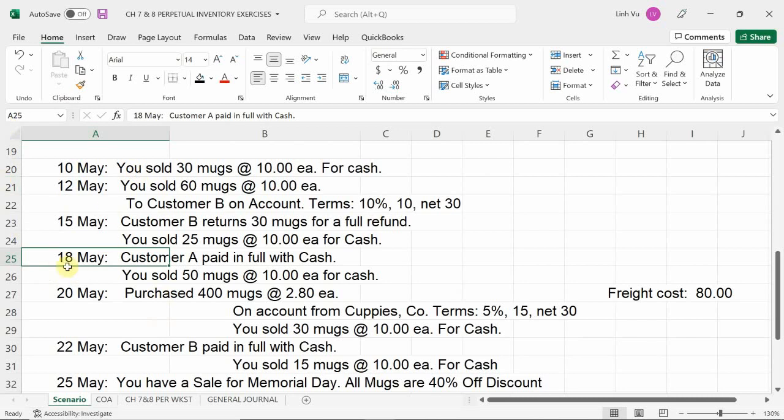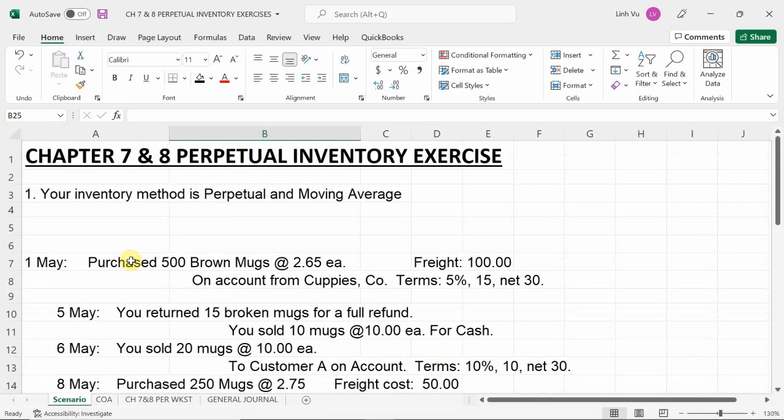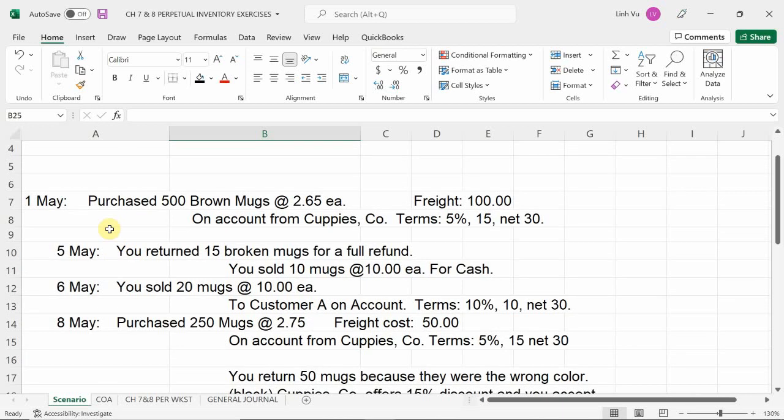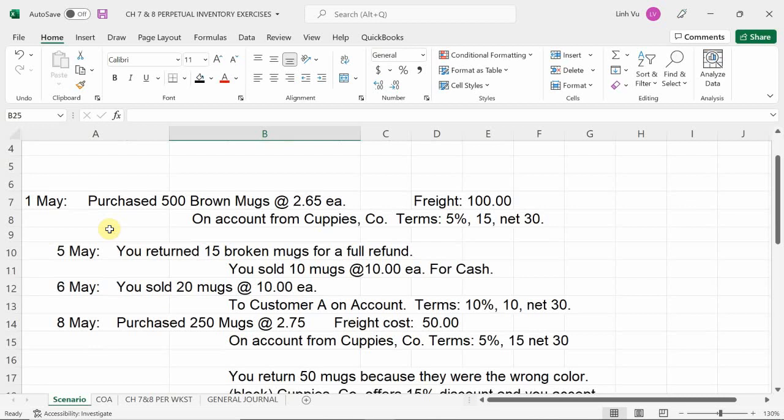So then on May 18, customer A decides to make a payment in full with cash. Okay? So that means they are making a payment for what they owe on May 18. So let's take a look at what customer A has done, right? We sold to customer A on the 6th of May, right?